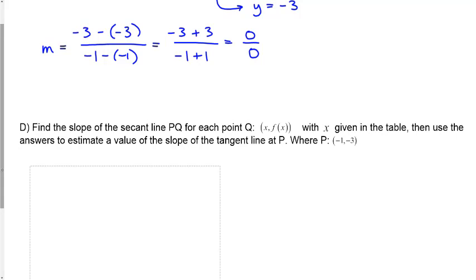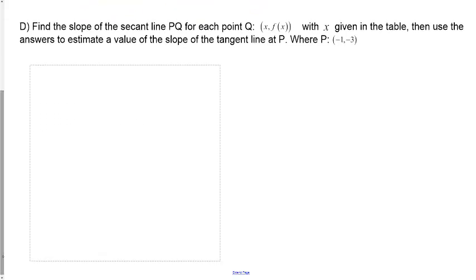So what I'm going to do next is find the slope of the secant line between points P and Q for each point Q on my curve. X is given in the table, and then I'm going to use those answers to estimate a value of the slope of the tangent line. It sounds like a mouthful, but just watch along here.